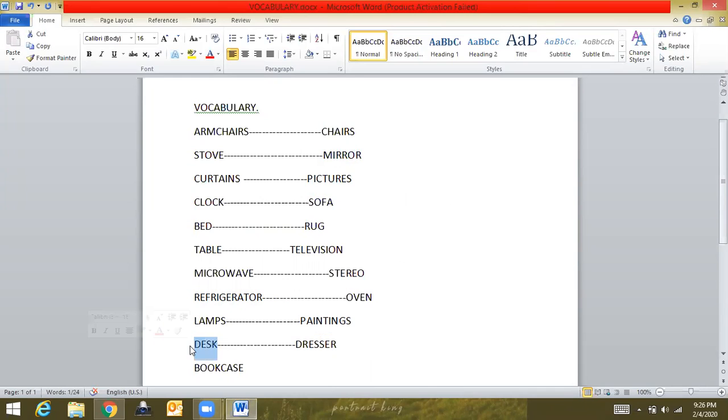Desk. What's the meaning of desk? Escritorio. Si usted lo aplica adentro de un salón, está diciendo pupitre. Remember that Spanish is more complete. El español es más completo que el inglés. Porque en español una cosa es escritorio, otra cosa es pupitre. Pero en inglés la misma palabra ocupamos. Dresser.